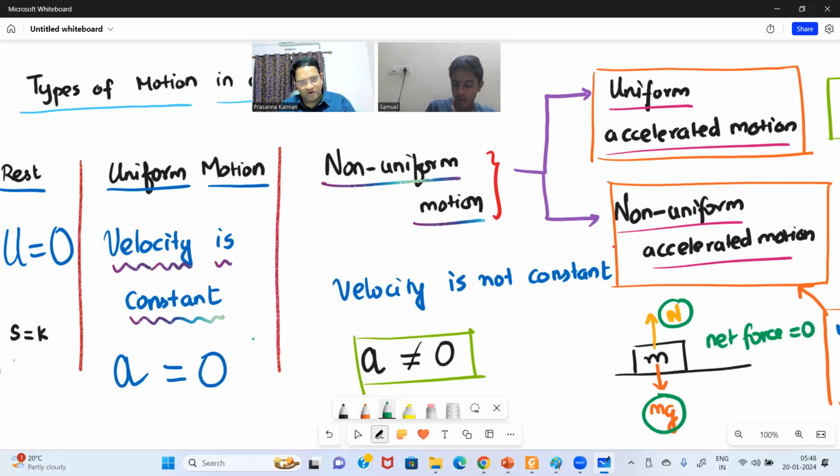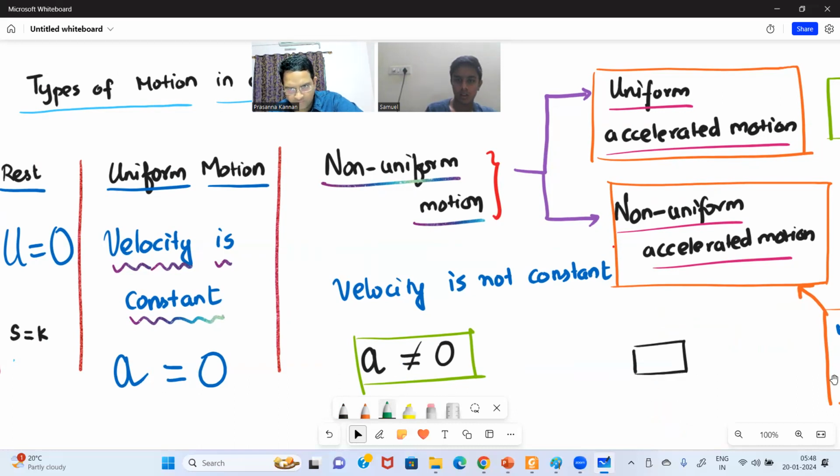There may be forces acting on a body, but net force becomes 0. So when net force becomes 0, this is under which category? So this diagram is actually for uniform motion. Okay.